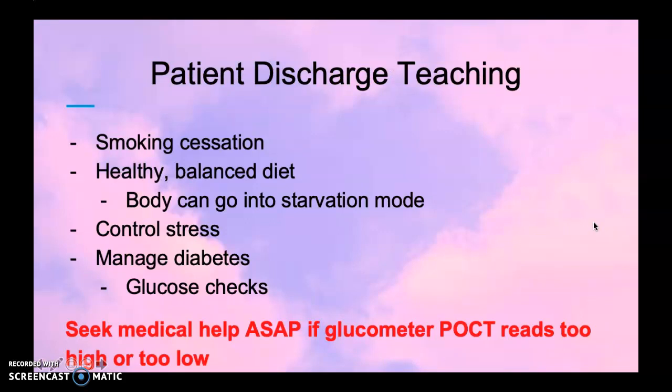It is important to teach patients not to smoke, to participate in a healthy, balanced diet, as the body can go into starvation mode. It is important for them to control stress, manage diabetes, and participate in glucose checks, especially if they are sick. It is important to stress insulin compliance, an active, healthy lifestyle, a healthy diet, and provide them with stress control techniques. It is important for the patient to seek medical help ASAP if their glucometer reads too high or too low.